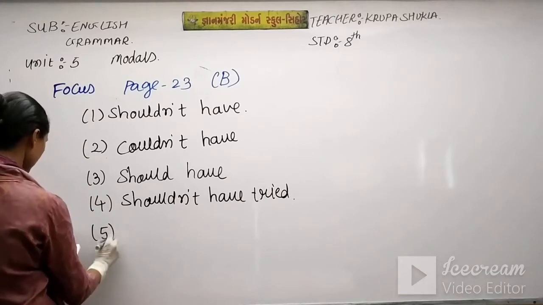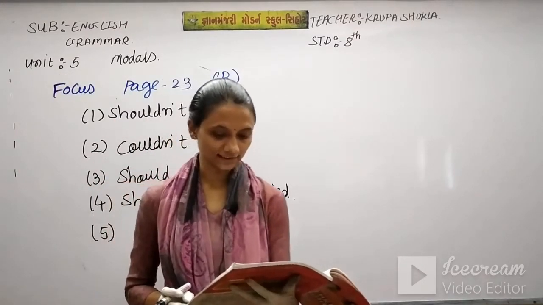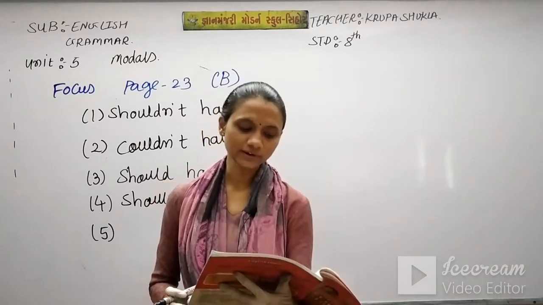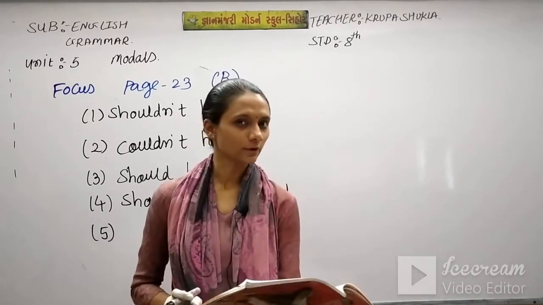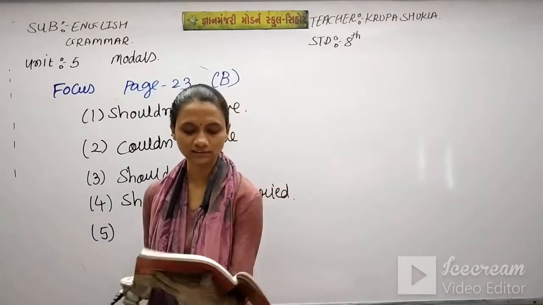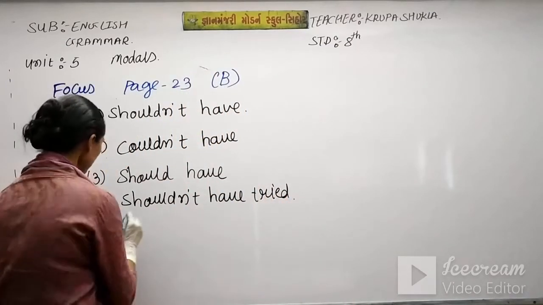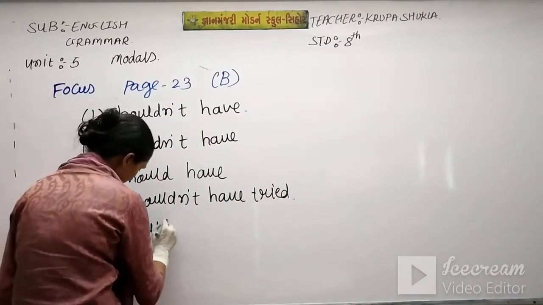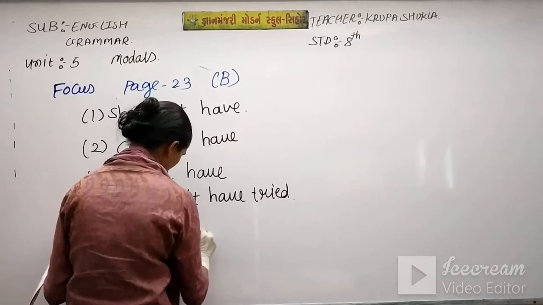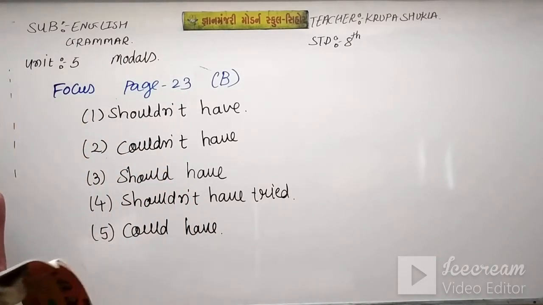Now number 5. I understand you couldn't come to my house that day, but you could have telephoned and told me so. The person wasn't there for the party or for any reason, but he was told that you could have telephoned me. So could have is the last answer. Students, now you have some time to note down these answers.